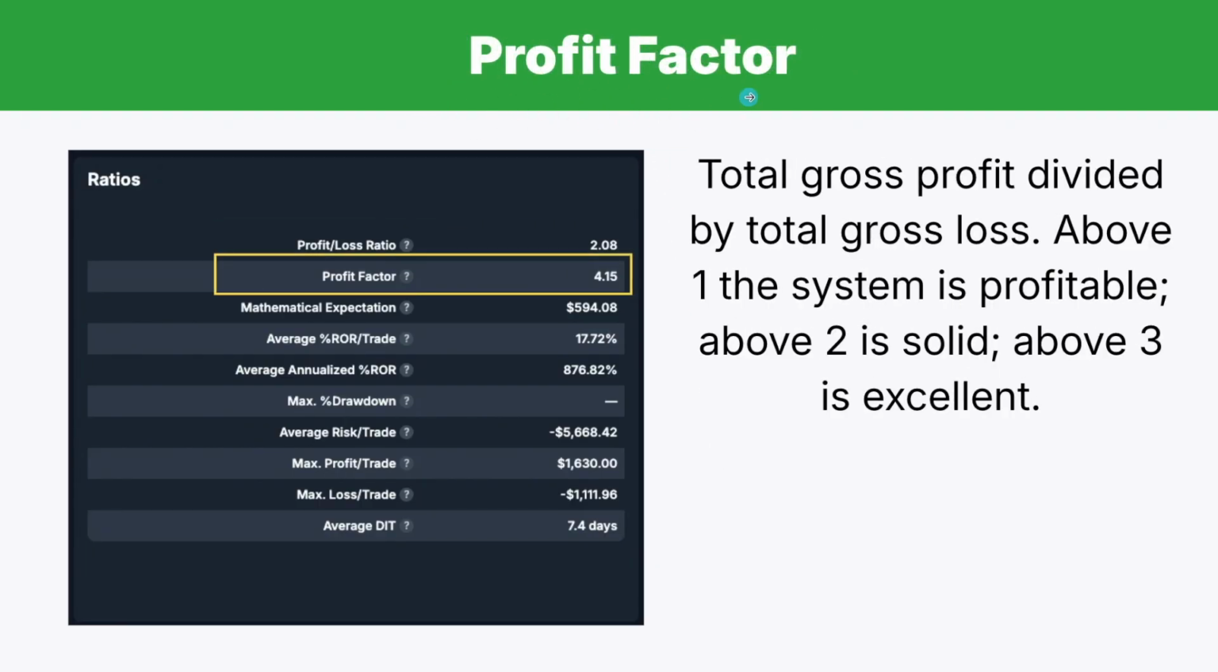Next is the profit factor. This one looks at the big picture. It divides your total gross profit by your total gross loss across all trades. Above 1, the system is profitable. Above 2, it's solid. Above 3, it's excellent. At 4.15, the system generates $4.15 for every dollar lost in total. It's a simple but powerful measure of overall system quality.